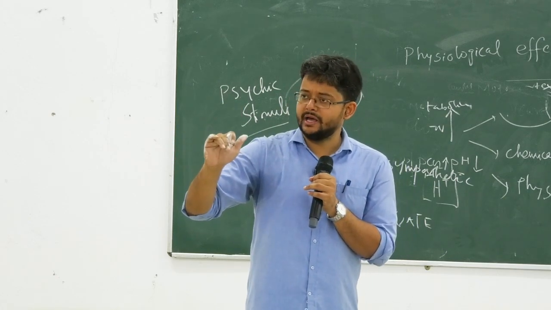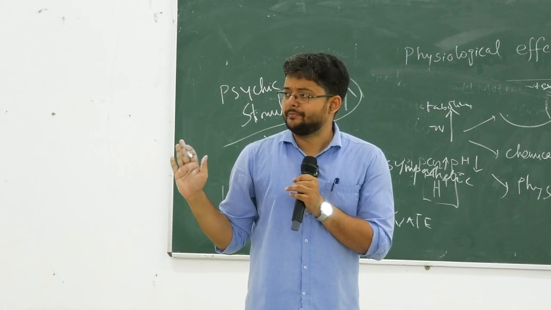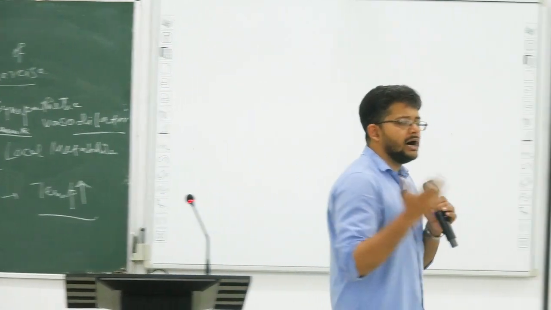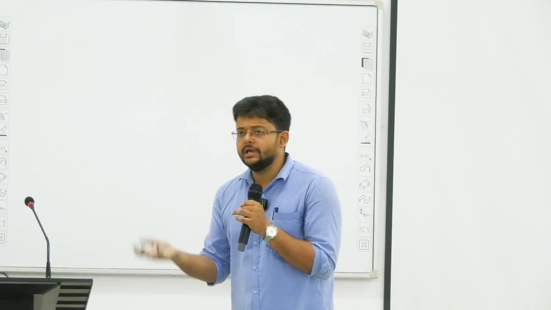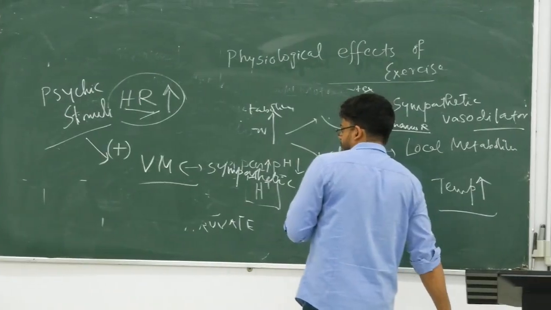Stroke volume যদি নাও বাড়ে, heart rate তো বাড়ছে during exercise. So cardiac output will go up. Clear? The whole system definitely needs a higher rate of cardiac output during exercise. Clear? Now what are the changes that happen in isometric?